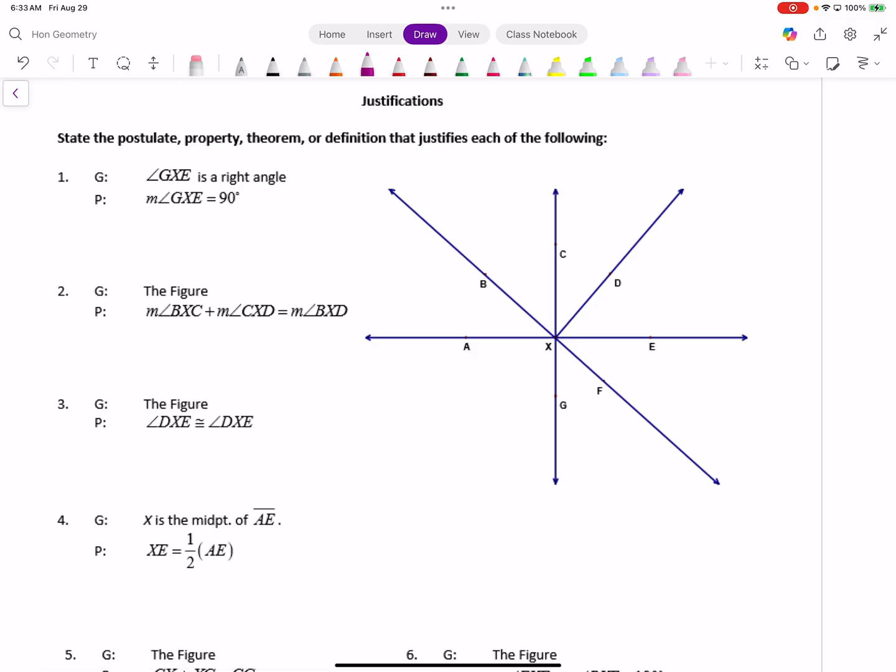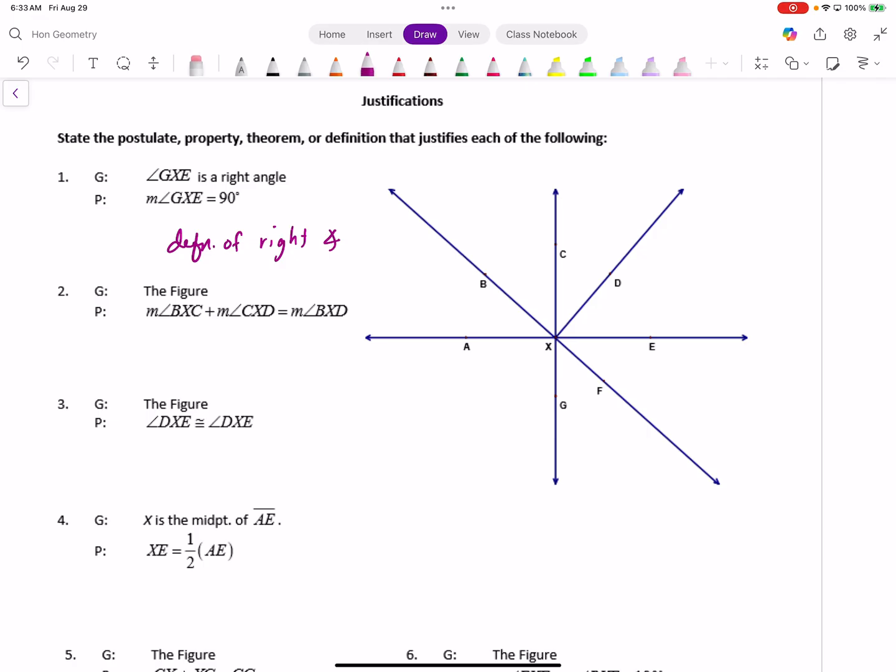Angle GXE. Okay, so GXE. So this angle here is a right angle. So if we know that that's a right angle, why do we know that the measure of angle GXE is 90 degrees? Because that's the definition of a right angle. Okay, get rid of this.